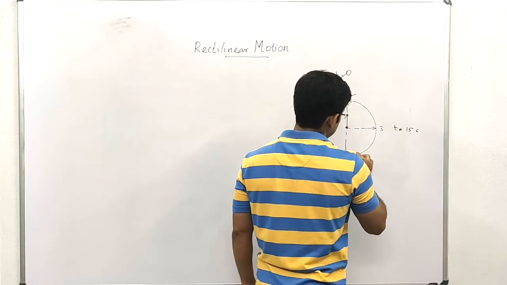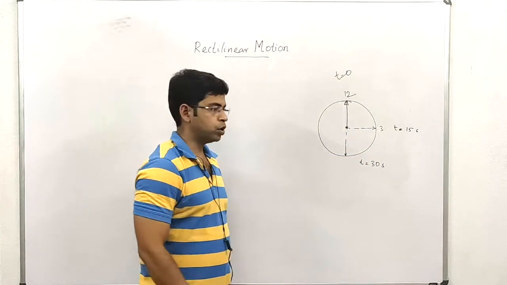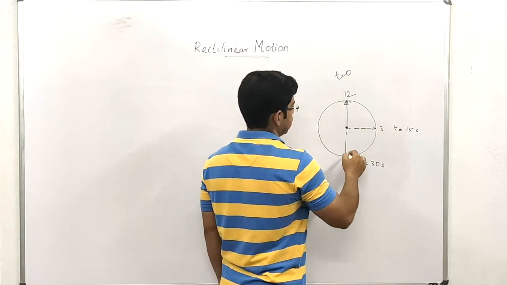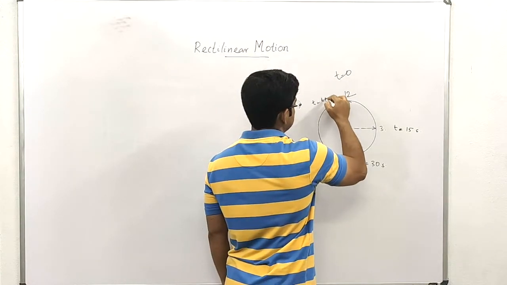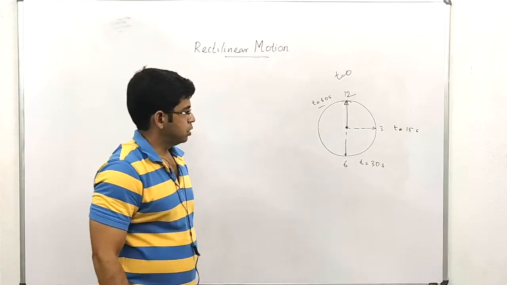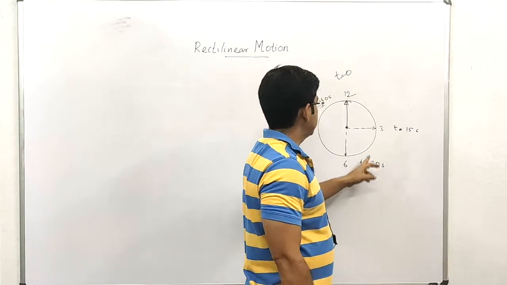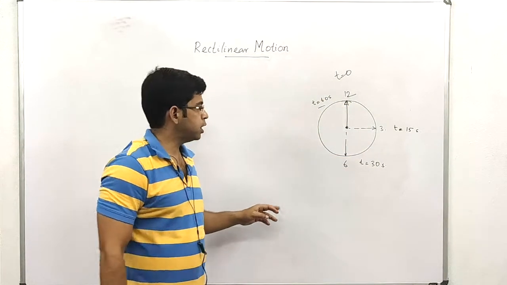At t equals to 30 second, the seconds hand will be at 6. Again at t equals to 60 second, the seconds hand will be at 12. So at t equals to 30 second, what is the displacement of the tip of the seconds hand?